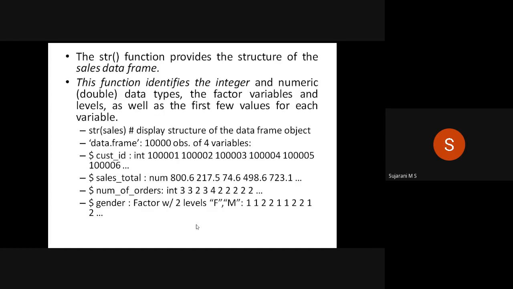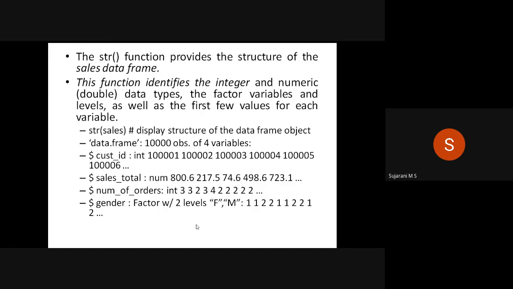Next, we can use the str function. The str function will provide the structure of a data frame. Here we are using the sales data frame. If we want to get the structure of the sales data frame, we use the function str. This function identifies integer and numeric data types, the factor variables and its levels, as well as the first few values for each variable.